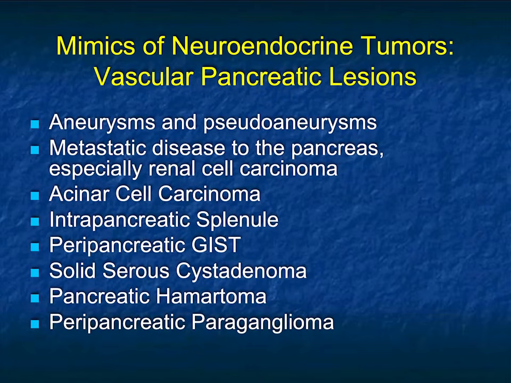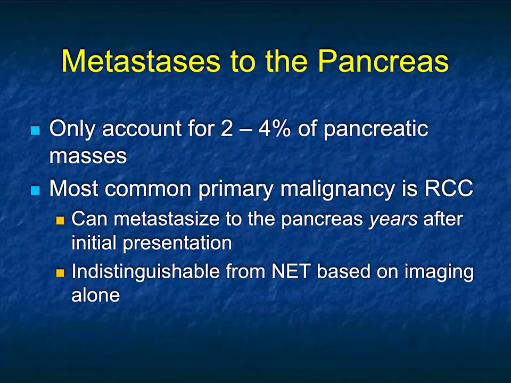We mentioned acinar cell before. We mentioned splenules as a potential pitfall by the tail of the pancreas. We talk about GIST or serous cystadenomas. So there are a number of things which can be tricky.